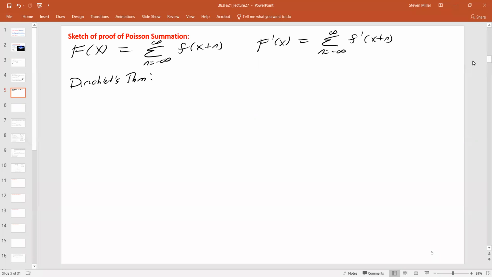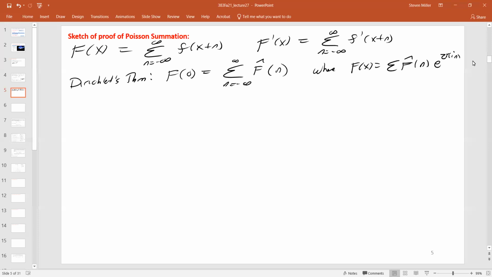Dirichlet is one of the people where you have to be very careful when you say Dirichlet's theorem. So I should probably say a theorem of Dirichlet, lots of different theorems. This is that f of 0 is going to be the sum, n goes from -infinity to infinity, of f hat of n. Is that the function is given by its Fourier series expansion, where f of x is the sum of f hat of n e to the 2 pi i n x, and n goes from minus infinity to infinity.